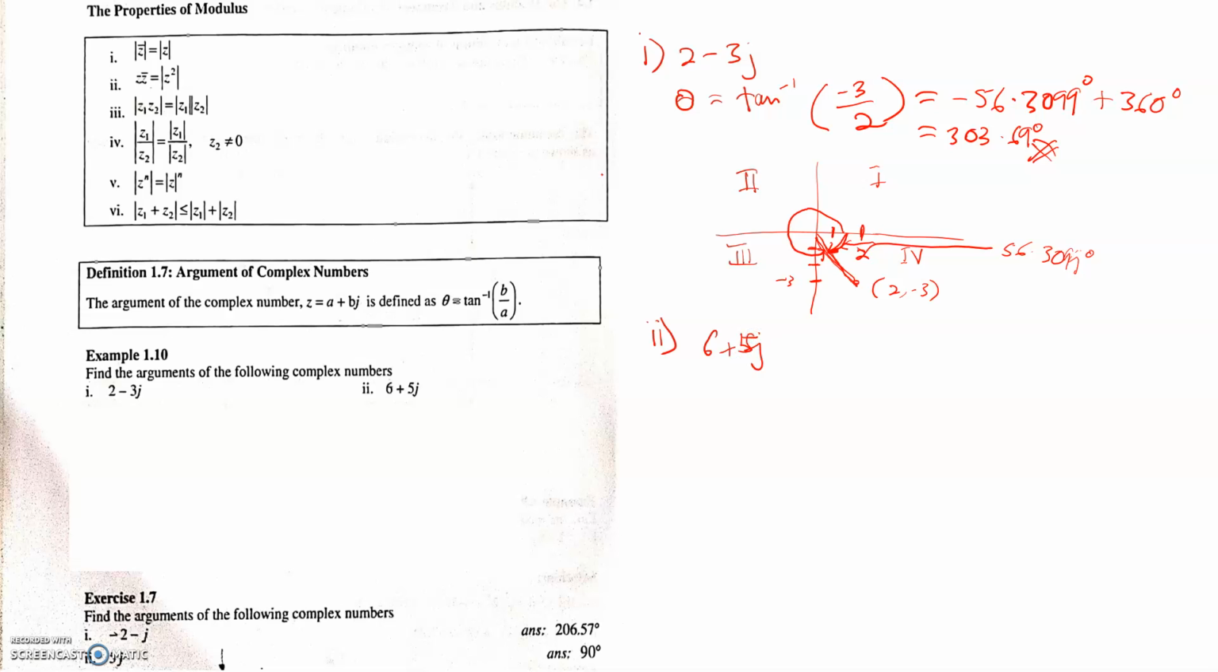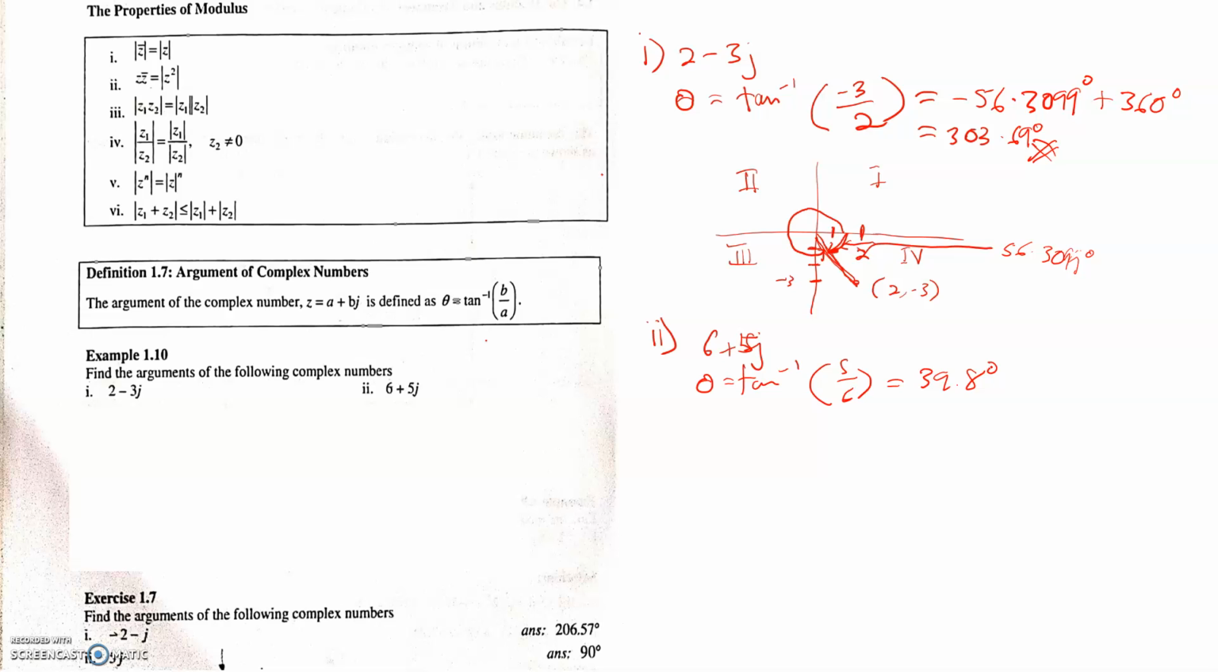So for 6 plus 5j, calculate it, equal to tan inverse 5/6. So 39.8, equal to 39.8. So is it logical? 39.8.